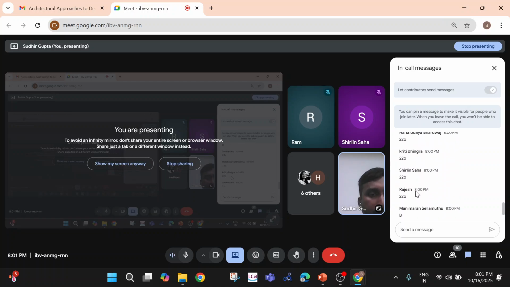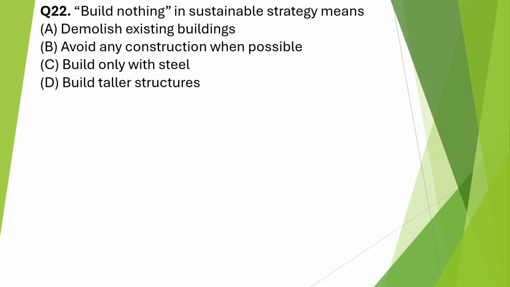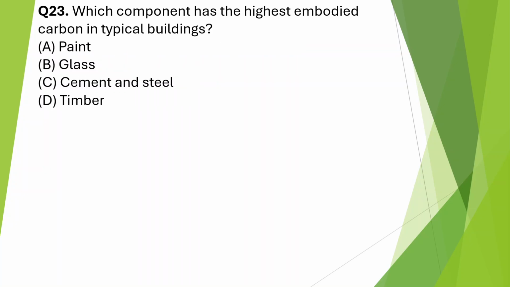So a lot of people have answered, and all of your point of view is same, and option B is the correct answer. So it was told to you that the first strategy beyond you will be moving towards energy efficient construction is build nothing. First of all, you will think whether it is necessary to build, or we will try to avoid any construction whenever it is possible for getting sustainable architecture. And other options like build only with steel, these are not build nothing strategies. So all of you are correct, none of you have given the incorrect answer. Let's move to the 23 question.